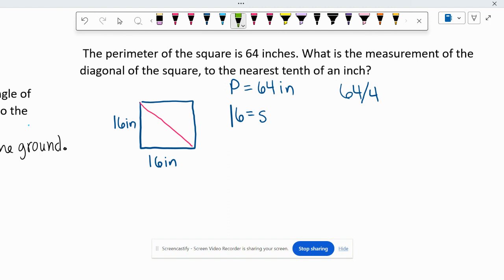What kind of right triangle is that? Yeah, it's a 45, 45, 90. And that diagonal happens to be my hypotenuse. So if I want to find the hypotenuse, I take the leg times the square root of 2, which means that the hypotenuse is 16 times the square root of 2. But it wants that to the nearest tenth of an inch, so I have to put that in my calculator. So what's 16 times the square root of 2? Yeah, it's about 22.6 inches.